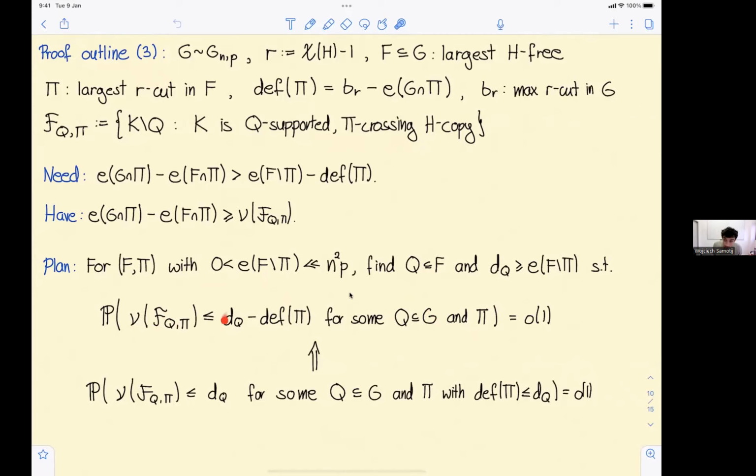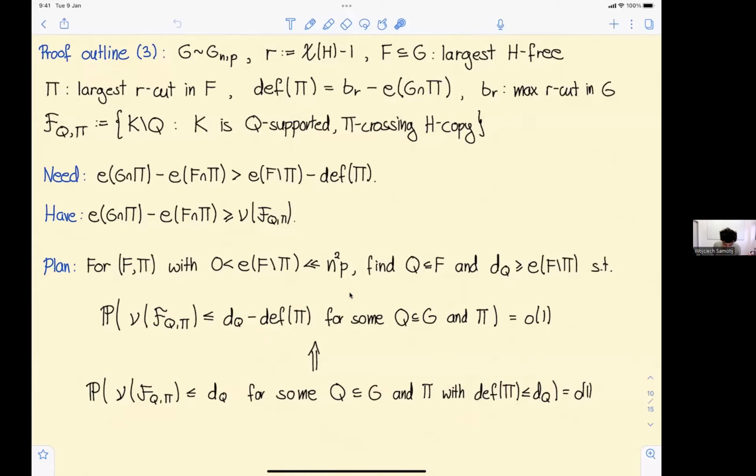Now, in order not to deal with this deficit here in the upper bound, note that this will follow if we show that the probability that we have some Q and some pi with deficit at most dq, that the matching number will be at most dq, will be small. Because if the deficit is larger than dq, then this is already negative. So the matching number cannot be smaller than a negative number. And therefore, this is what we need to prove.